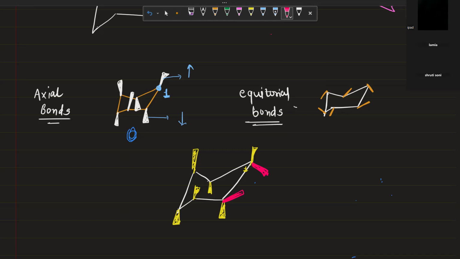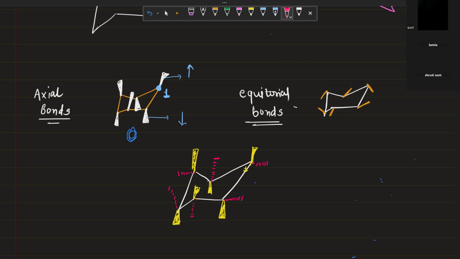Oh, sorry. Wait. These are not on the wedge side. The equatorial bond is on the dash side. Okay, dash side. This is on this side, then here is this side, like this. Do you understand?